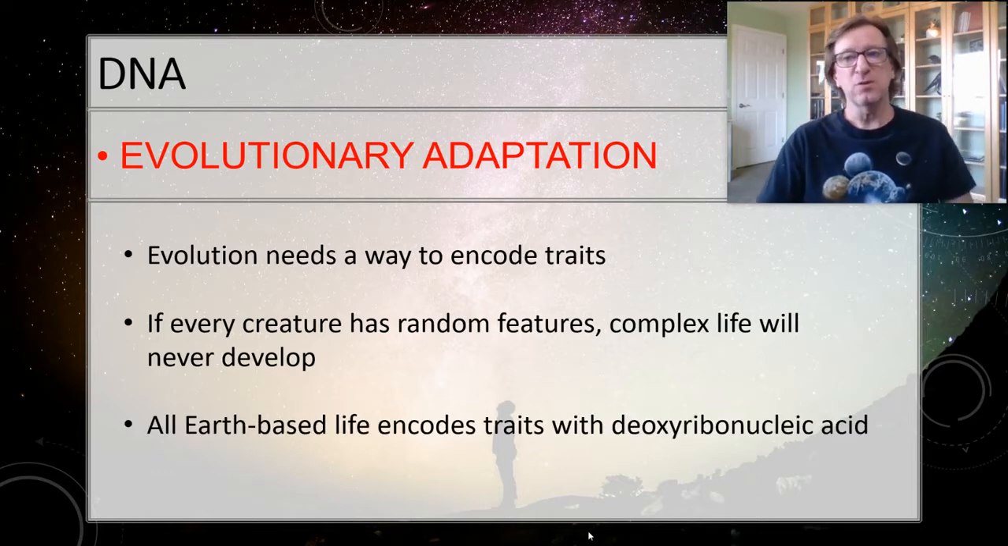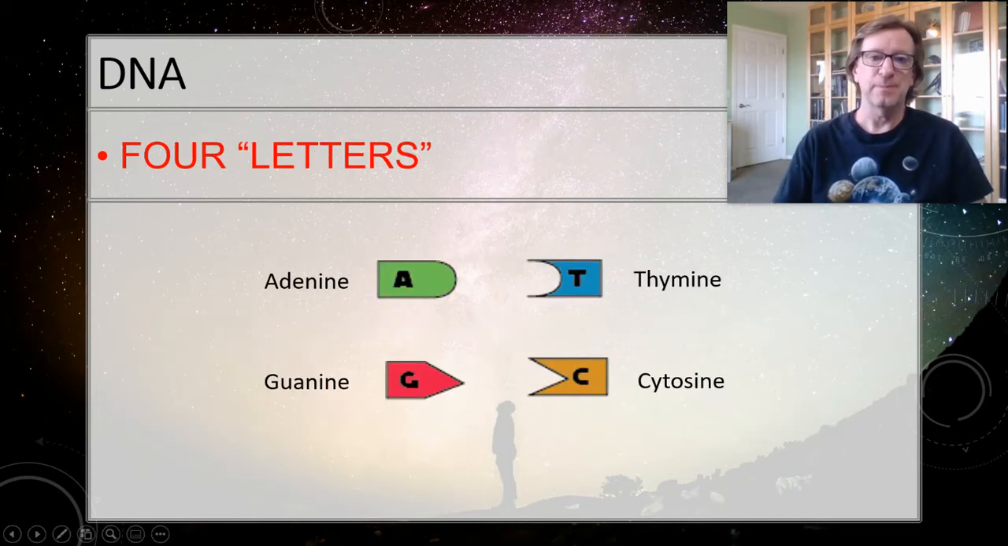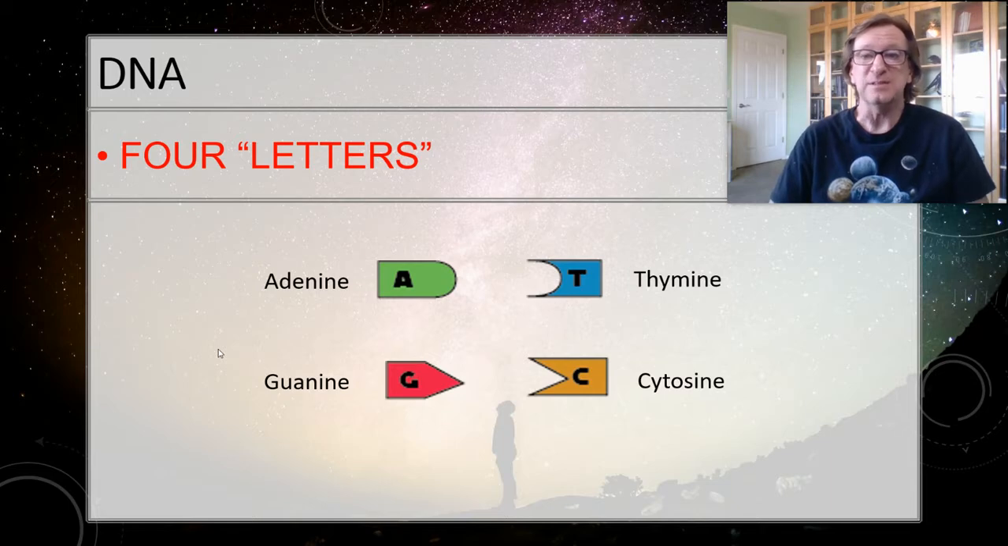So all Earth life encodes their traits using DNA, deoxyribonucleic acid. Interestingly, even though DNA is as complex as it is, it's based on a surprisingly simple alphabet. It's based on just four of these organic molecules that make up DNA. So we will use their initial letters here to abbreviate them: A, T, G, and C.